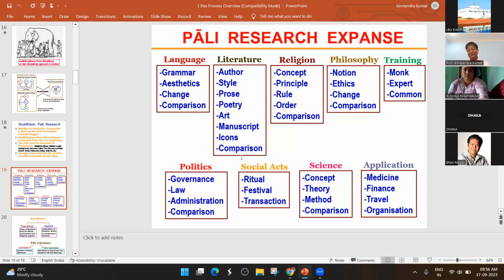Related with the science, medical science, there are so many things which are taken, concepts, theory, method, and comparison. And whenever how the things are applied in our day-to-day life, there is a text in Pali which is called as Bhesajjamanjusa, and which depicts related with the diseases and the medicines. In the Vinaya Pitaka Culavagga, there is a chapter which discusses, and in Mahavagga also, there is a Bhesajja Khandhaka which discusses about the medicines which were used by the Buddha.